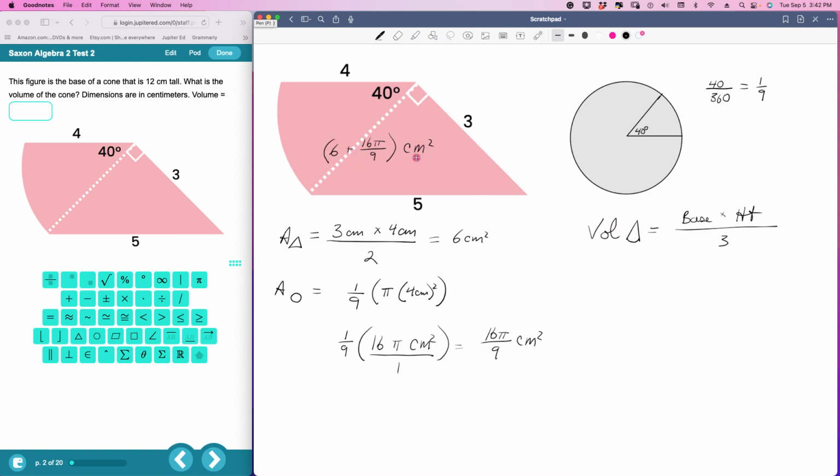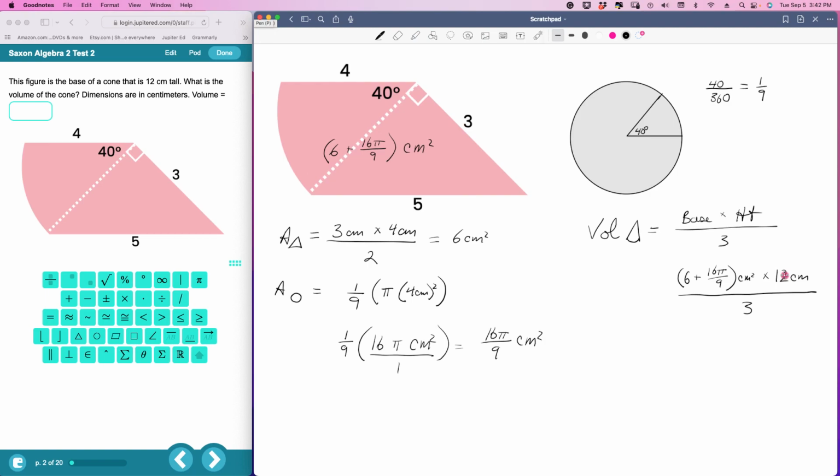We're going to drop in the area of the base, which is 6 plus 16 pi divided by 9 centimeters squared, times the height of 12 centimeters. It tells us right here it's 12 centimeters tall. And then all of that is divided by 3, if I can draw a straight line. All of that is going to be divided by 3. So I'm going to reduce this fraction by reducing this right here.